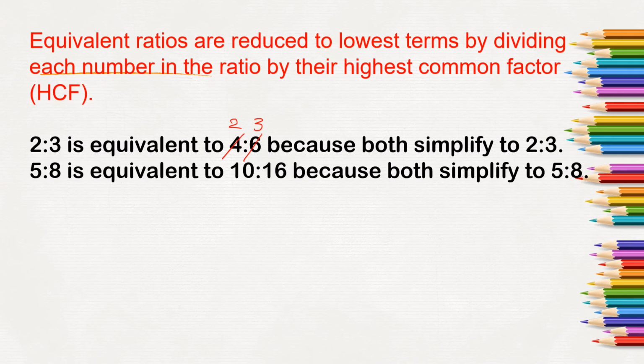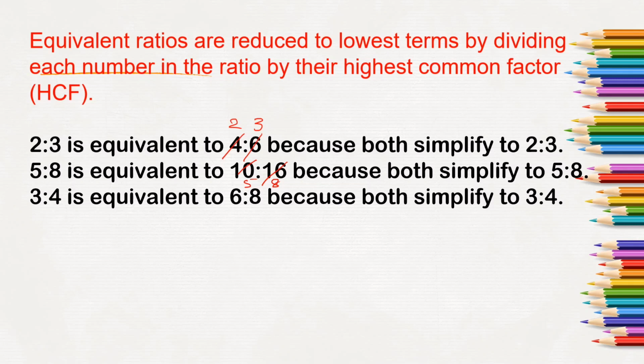Look at one more example. 5:8 is equivalent to 10:16, because both simplify to 5:8. See here, 2 5 times is 10 and 2 8 times is 16. So 10:16 is nothing but 5:8 when we bring it down to its lowest ratio, correct? So 10:16 is equivalent to 5:8, or 5:8 is equivalent to 10:16.